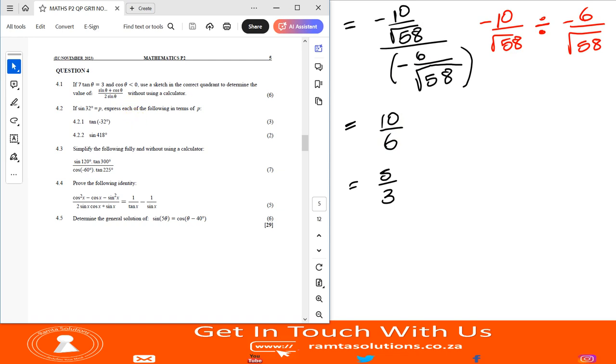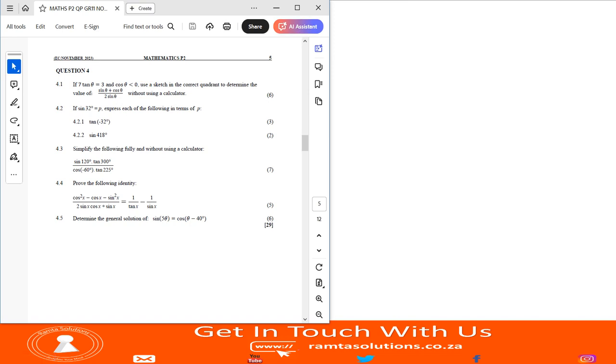Now, let's get to 4.2. Remember, guys, if you're using your mobile device, please rotate your screen. It says sine 32 degrees equals P. All right, so I'm going to draw this. So this angle here is 32 degrees.